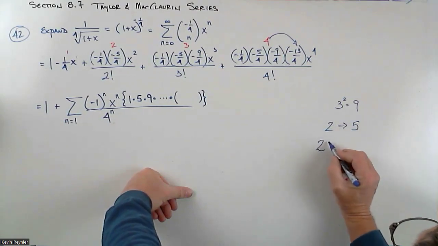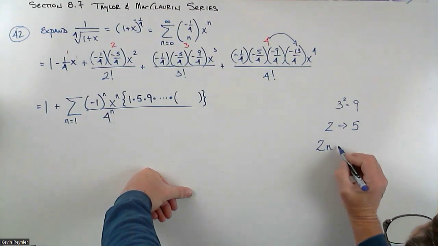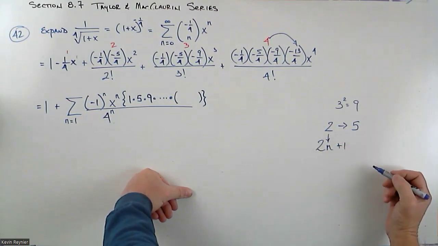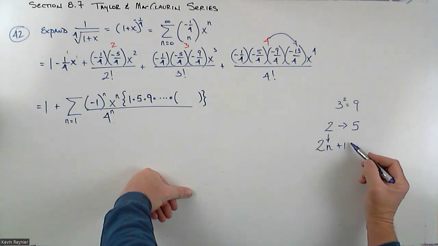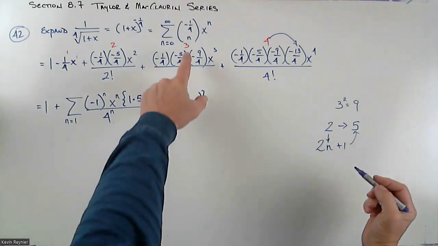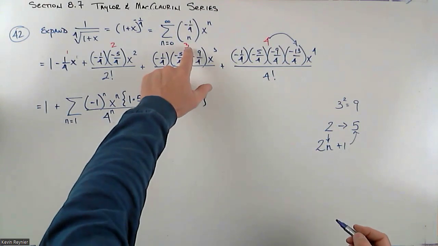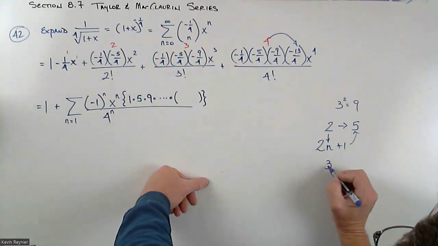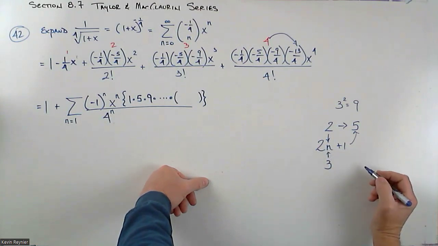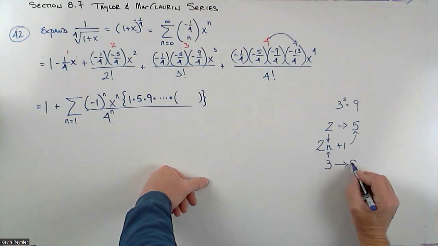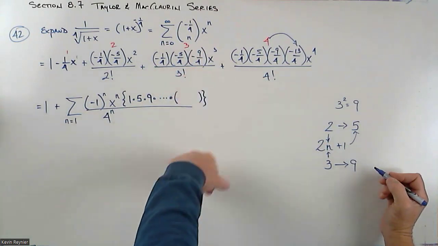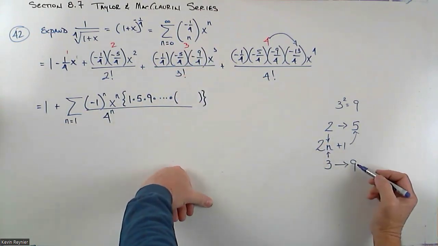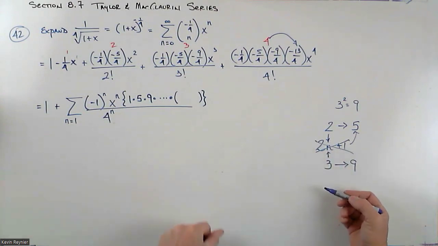Well, I could go 2 times n plus 1. Does that work? 2 times 2 plus 1 gets me to 5. But does it work with 3? 3 times n. That's supposed to get me to 9, right? That's what we're trying to get to, 9. 3 times 2 is 6. 6 plus 1 is 7. Oh, so this doesn't work.